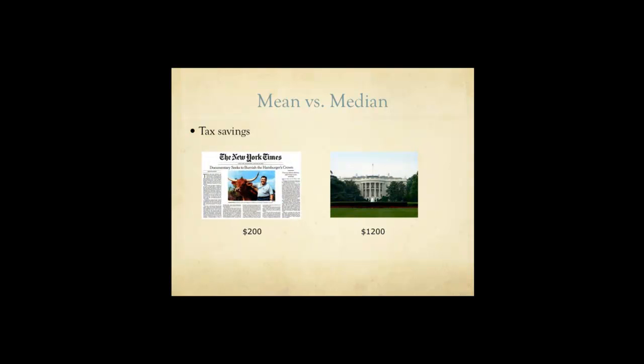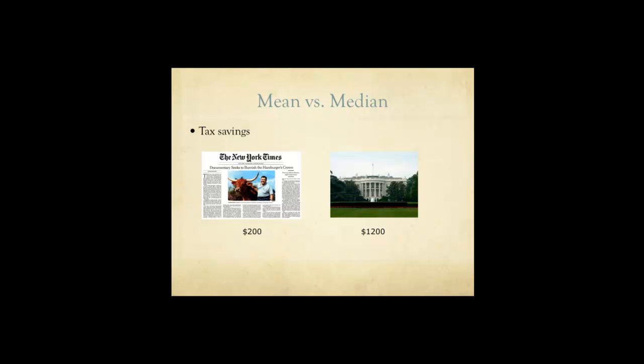All right, and finally, to wrap things up and bring it all full circle, we come back to our tax savings, right? New York Times telling us that your rebate's going to be $200 on average. The White House saying that your rebate's going to be $1,200 on average. And you now should be equipped with the knowledge and skills to know how this could have happened. And that's something we will discuss in our next class session.